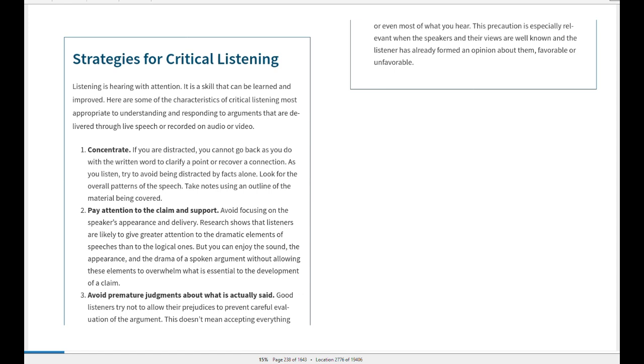Avoid premature judgments about what is actually said. Good listeners try not to allow their prejudices to prevent careful evaluation of an argument. This doesn't mean accepting everything or even most of what you hear. This precaution is especially relevant when the speakers and their views are well known and the listener has already formed an opinion about them, favorable or unfavorable.